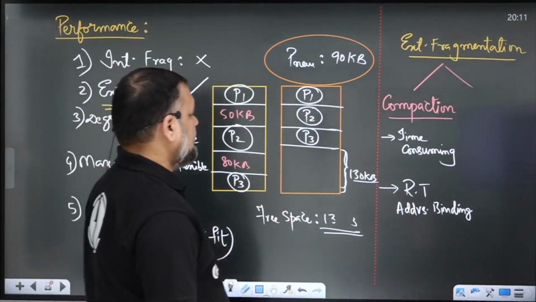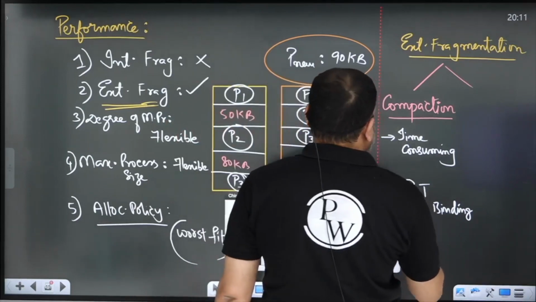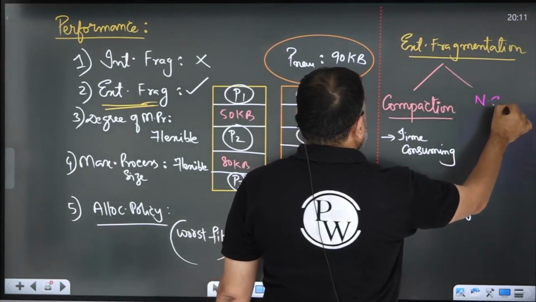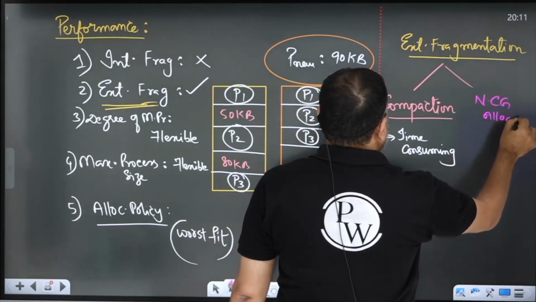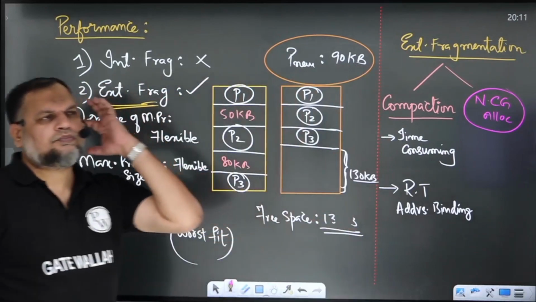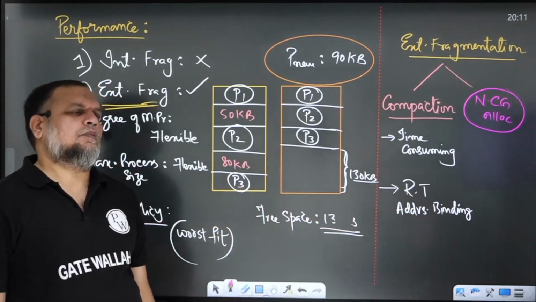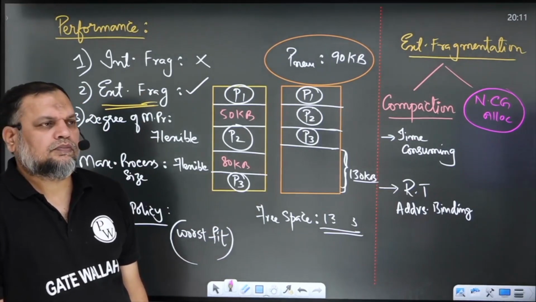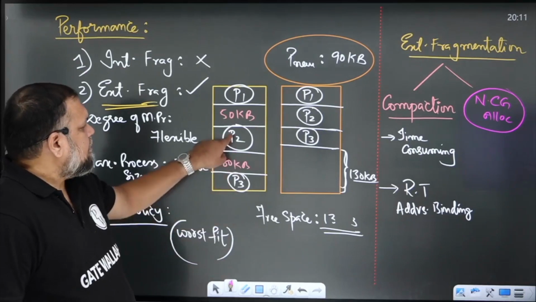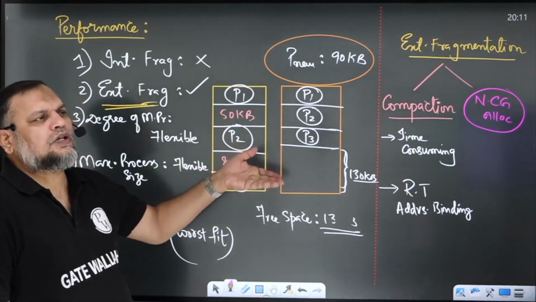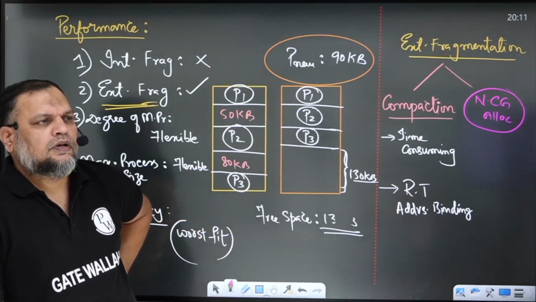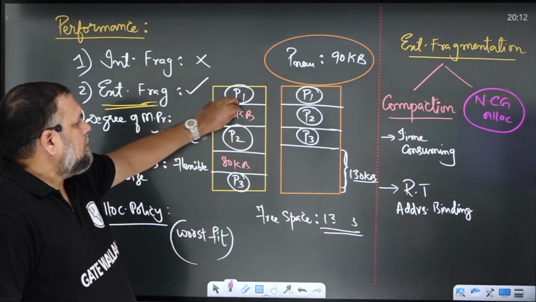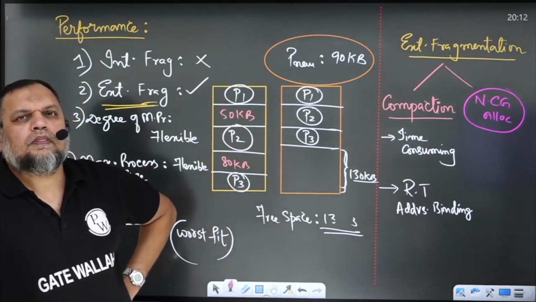So in view of this, the other solution for the external fragmentation problem is called non-contiguous allocation. The other solution for overcoming external fragmentation is to go for non-contiguous allocation. Meaning, if I have some free memory here, why should I have the restriction that the whole program should be at one place? Divide the program into modules and place one part of the program here, another part here.